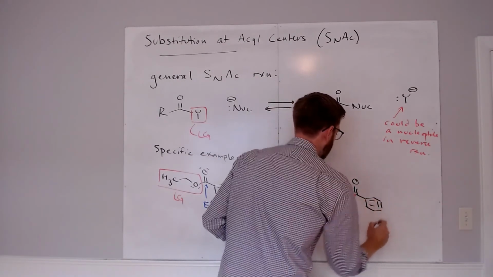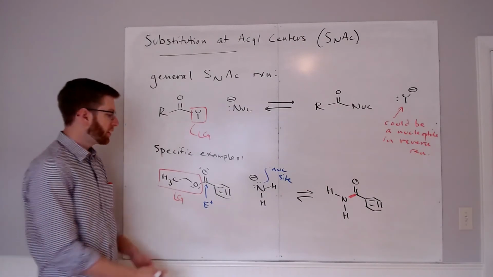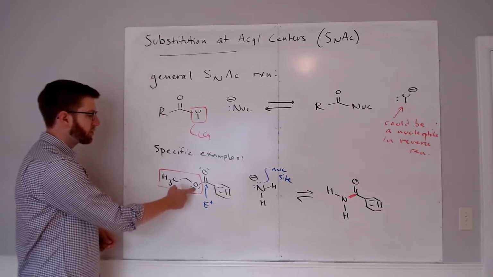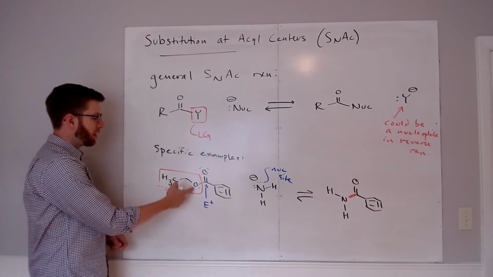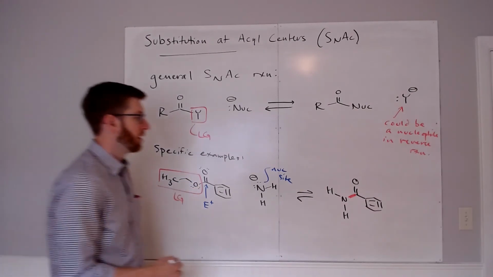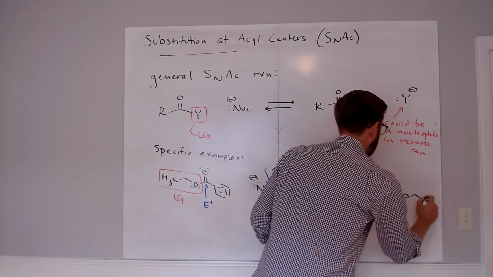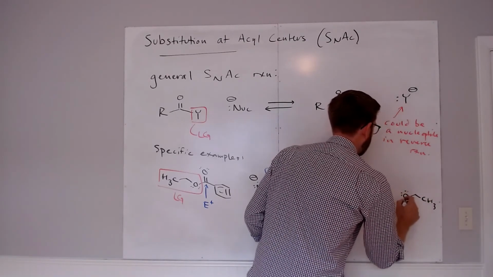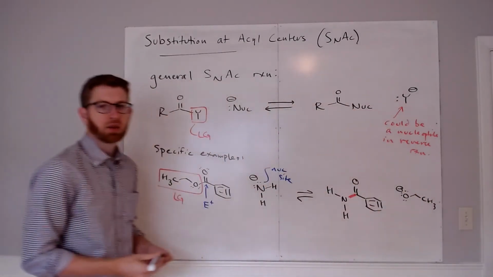All right, so that's one of the two products. The other is where the leaving group ends up. So I know that this oxygen is going to come off, and I know that the ethyl group attached to the oxygen is going to stay attached to that oxygen. So my leaving group structure after the reaction will be O-, looks like that.